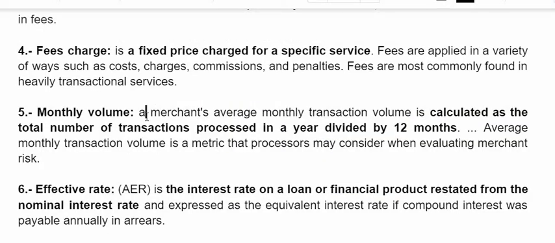Effective rate, AER, is the interest rate on a loan or financial product restated from the nominal interest rate and expressed as the equivalent interest rate if compound interest was payable annually in arrears.